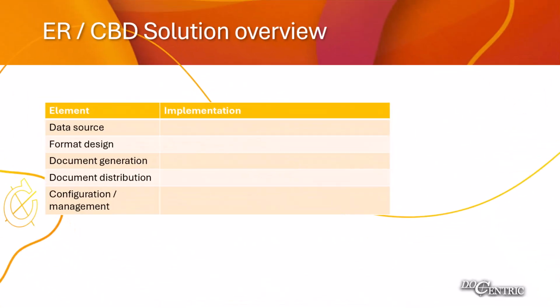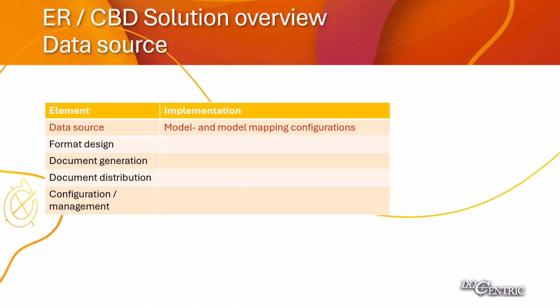As previously in the case of SSRS, we will start with these 5 common reporting elements. If you remember, the problem with the data source in SSRS was that a developer is required and it is deployed via code. Electronic reporting brings the solution to this problem in this way. Data source is represented by 2 types of configurations. They are so-called model and model mapping configurations. They are XML-based configurations that are maintained in the user interface and loaded via the user interface.